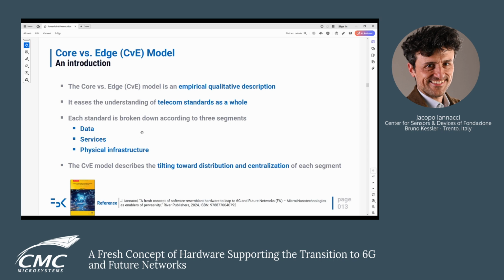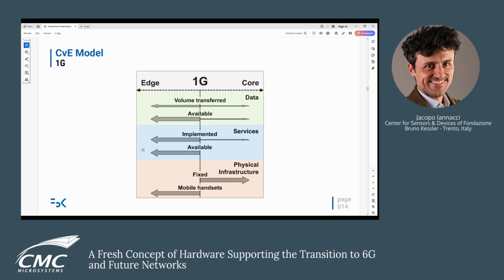The discussion of this core versus edge model is focused on the distribution versus centralization of the network. To do so, per each generation, three classes are identified: data, services, and physical infrastructure. It is a very visual description of the standards. So basically, data, services, and physical infrastructure are tilted towards the edge or towards the core, with arrows which can be thicker or thinner depending on how much these data are to the edge or to the core. Let's say that the central point does not represent a specific point of the infrastructure, but the arrows just indicate in a qualitative way how data are generated and are traveling closer to the edge or to the core.